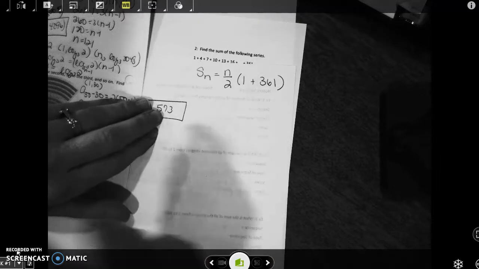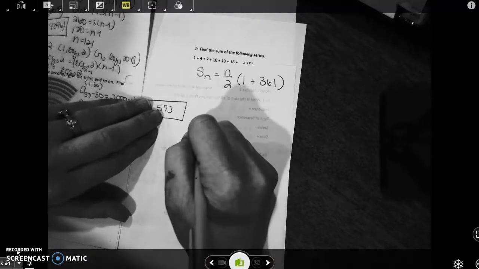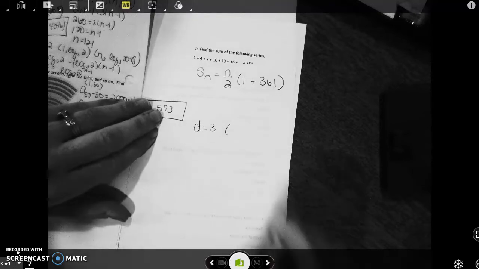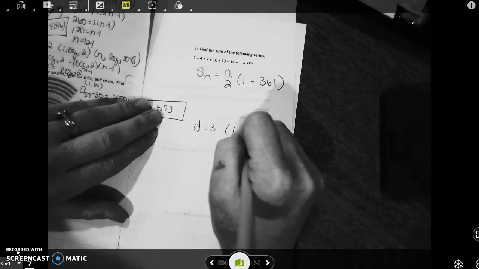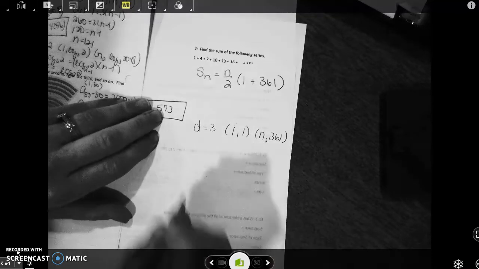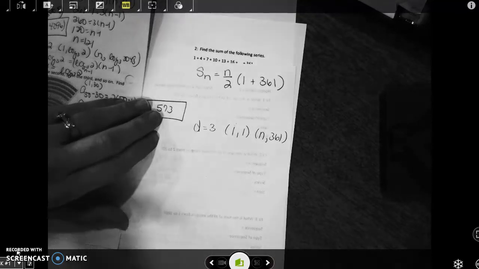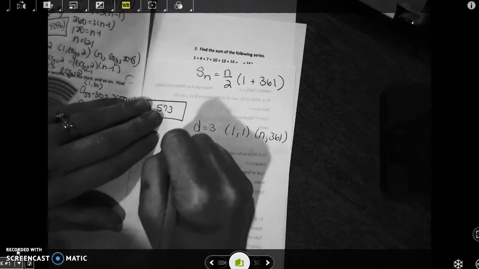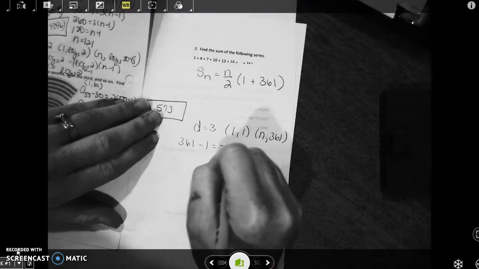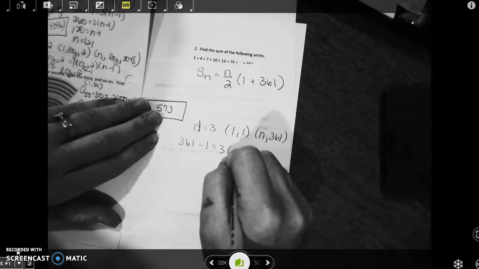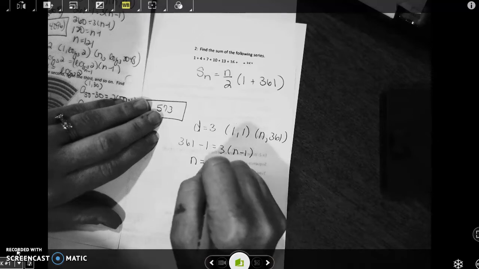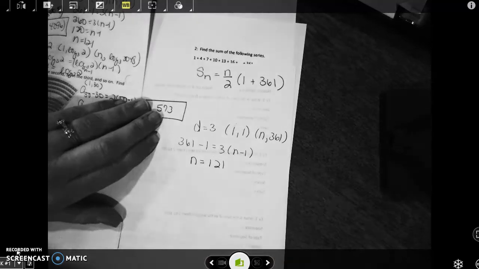I have to find what n is, and so in order to do that, I'm going to come to the side because I can figure out that my common difference is 3. I know that we have the ordered pair. The first term is 1, and the nth term is 361. Once again, by using point slope formula, I can find n. So 361 minus 1 equals d, which is 3, n minus 1. And so with a little arithmetic, n is 121.